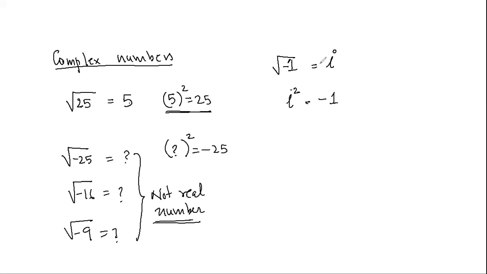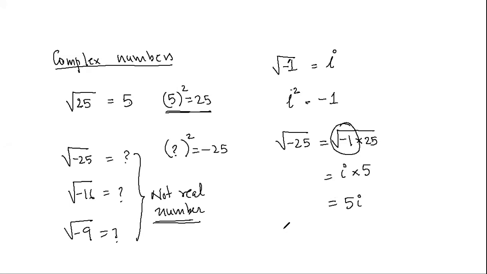So when I'm defining root of minus 1 as i, what is the benefit? Root of minus 25 will be root of minus 1 into 25. Now root of minus 1 becomes i and root of 25 becomes 5. Hence your answer is 5i.